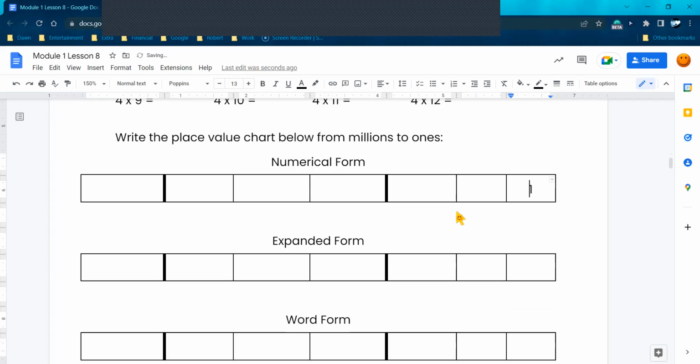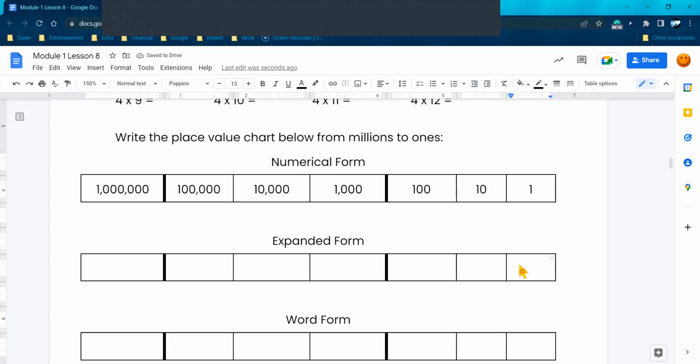So we'll do 1, 10, 100. Then we do 1,000. Make sure we put in our comma, you guys. Then we have 10,000. And look at how I keep my comma where it's supposed to be. Now we're at 100,000. And then we're at 1,000,000. This is the numerical form.